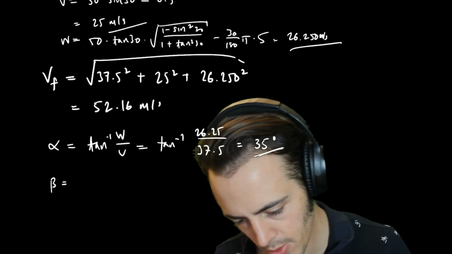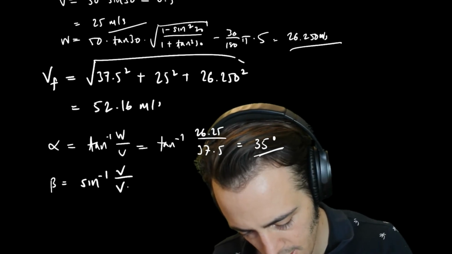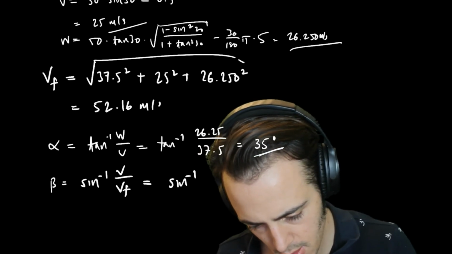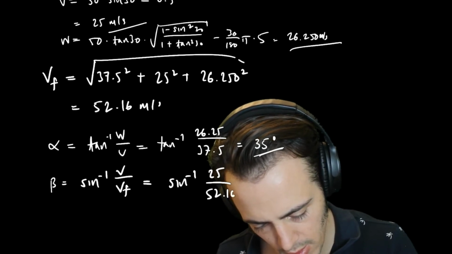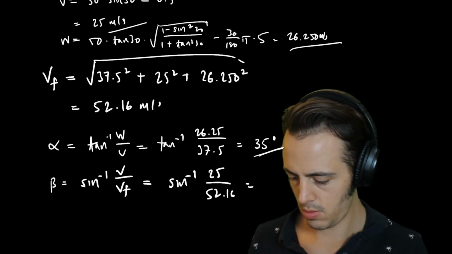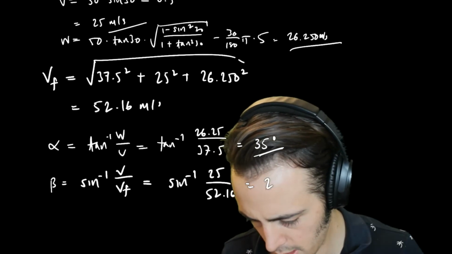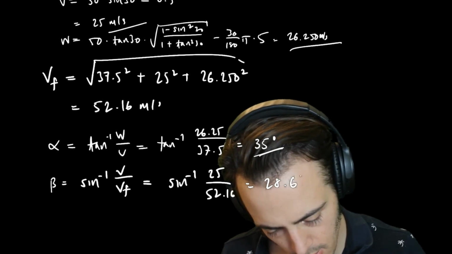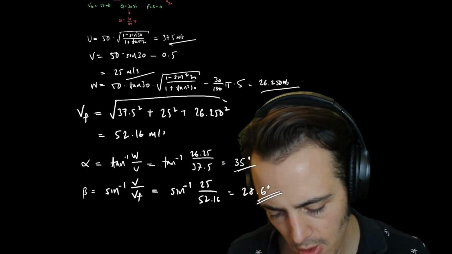So beta is equal to the inverse sine of V on VF. So that's going to be arc sine of 25 divided by 52.16. So we get 28.6 degrees. Now let's think if these expressions make sense.